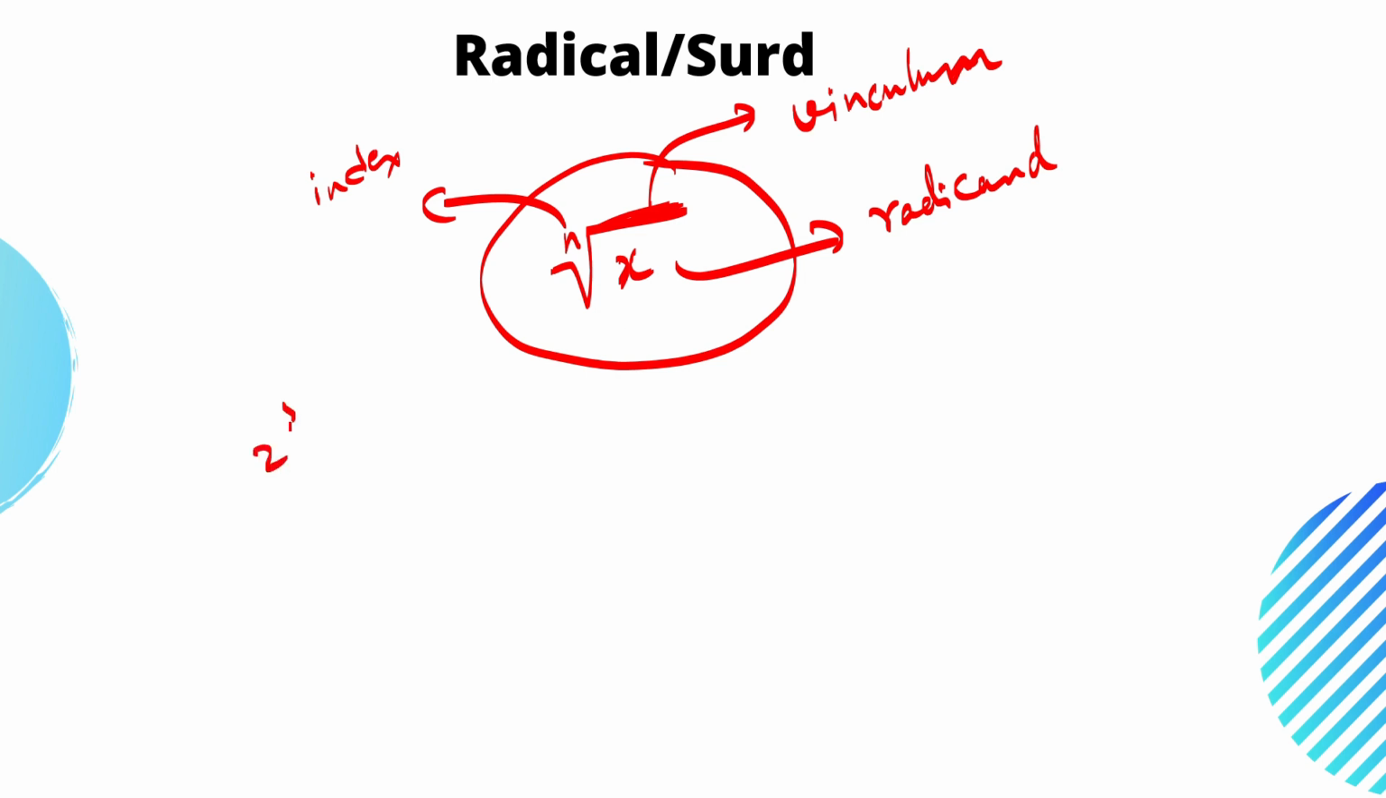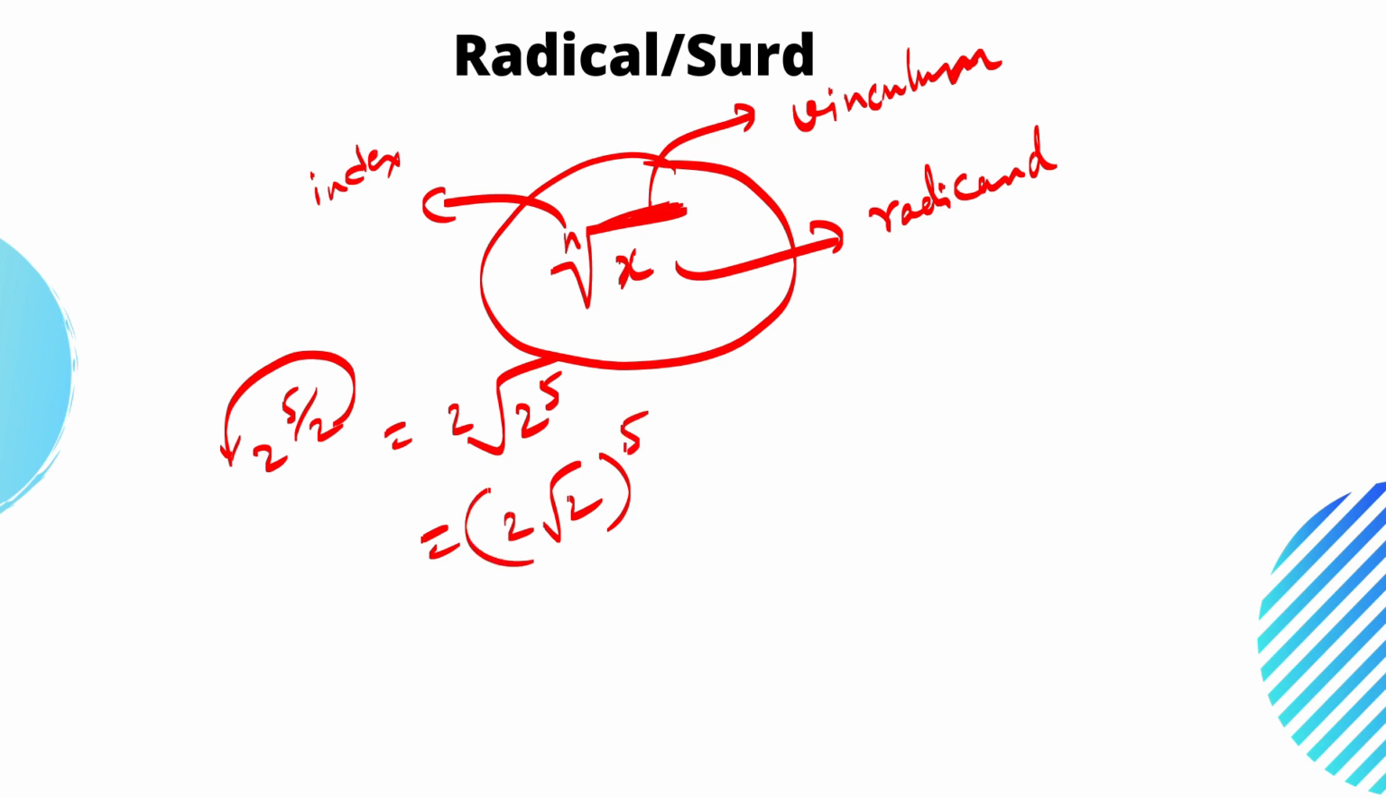Now if we say 2 power 5 by 2, we can express this as the second root of 2 power 5, right? Now we can modify this as the second root of 2 whole power 5. We can take this 5 out of the root and make it the second root of 2 whole power 5. Hope you got this.